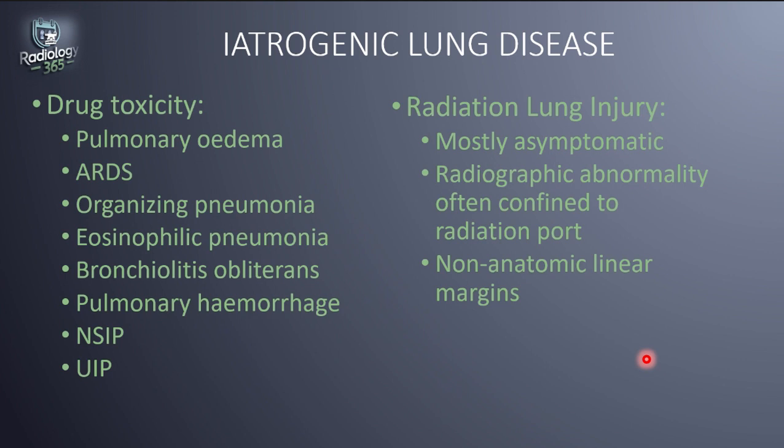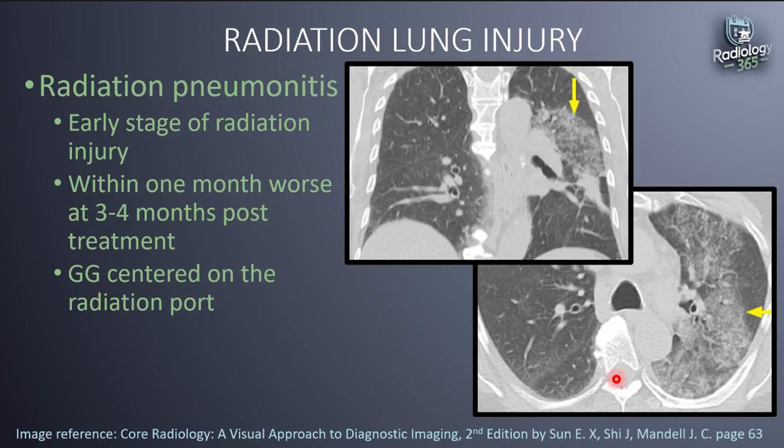Then to radiation-induced lung injury, up to about 40% of patients who have radiation-induced lung injury would develop radiographic abnormalities after external radiotherapy. However, most of these patients are asymptomatic. The radiographic abnormality is often, but not always, confined to the radiation port, the direction of the radiation beam. It follows a non-anatomic pattern most of the time. So you would realize that it is confined to linear margins that are not necessarily anatomic. So first off, we'll mention radiation pneumonitis.